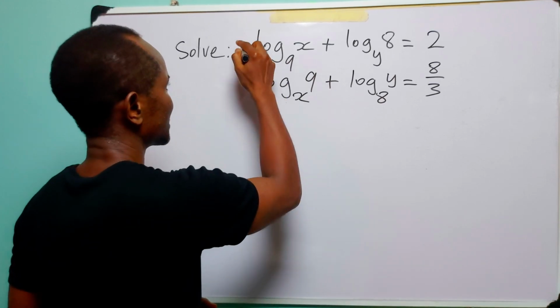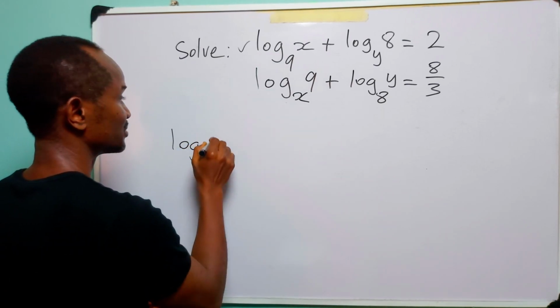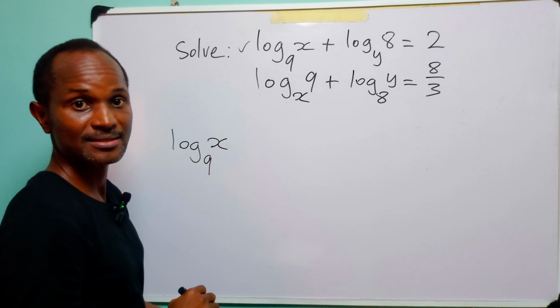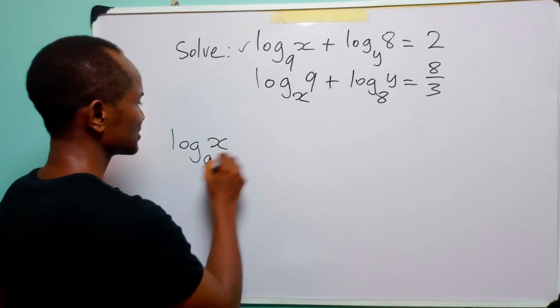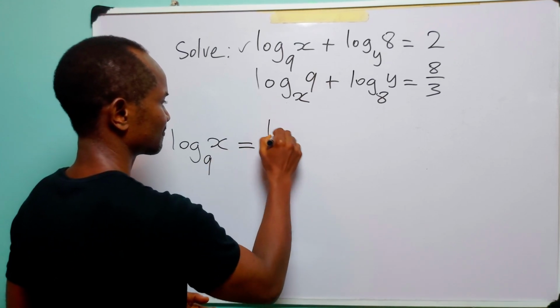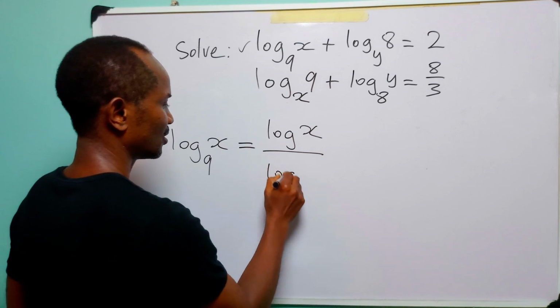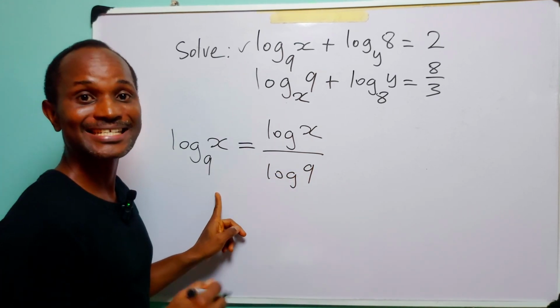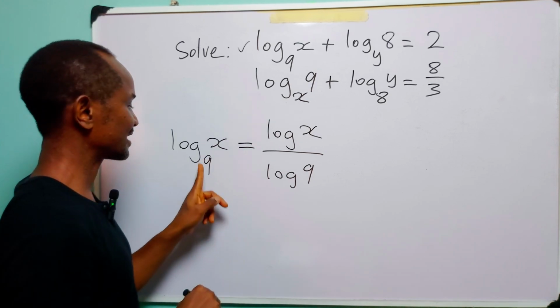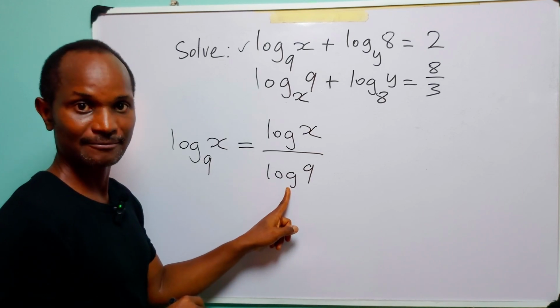To begin, let us look at this quantity, that is log to base 9 of x. Applying the change of base formula for logarithms to this quantity, we can write this as log₁₀x divided by log₁₀9. These two things are exactly the same. The only difference is that while this is in base 9, this is in base 10.